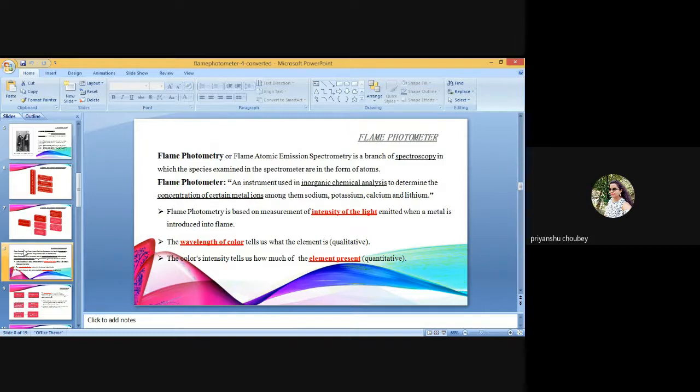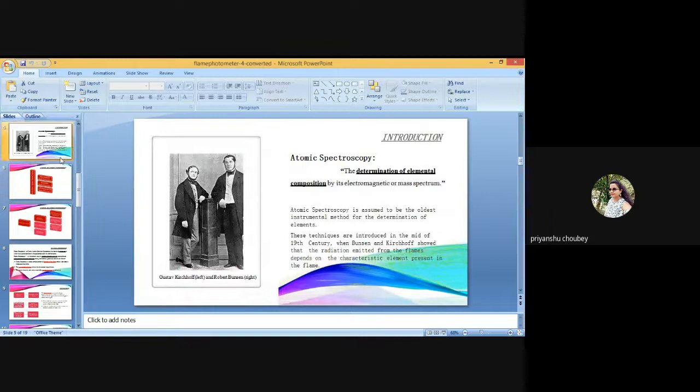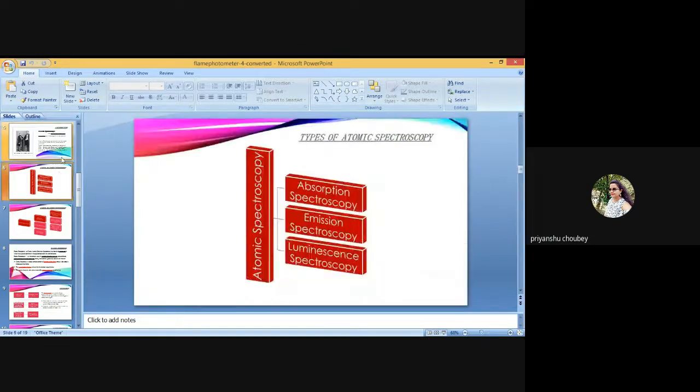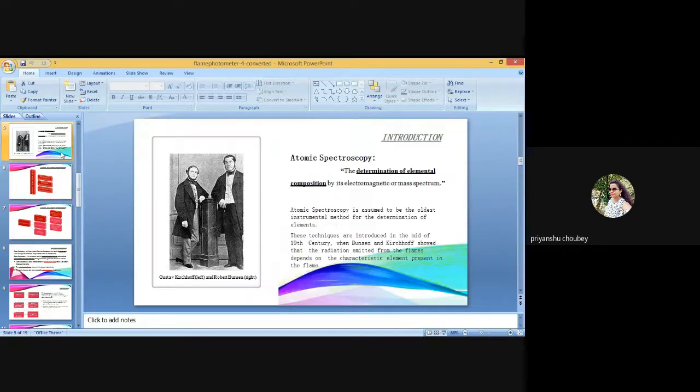So here we completed some basic information about spectrophotometer, flame photometer, auto analyzer, and AAS. Next week we will see ICP and AES.